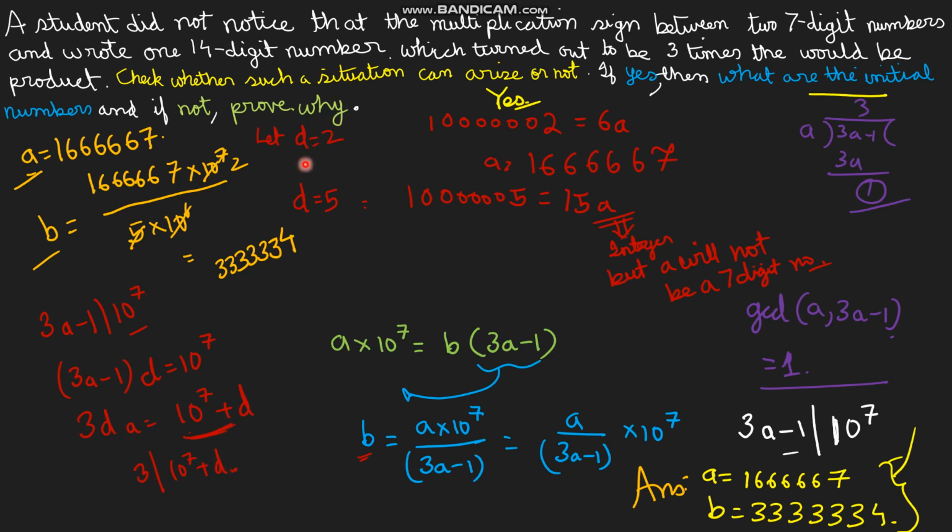Now we put d equals 2, d equals 5, and we saw that after 5 all numbers will be, if we find the value of a at last, less than a 7-digit number. It will be a 6 or 5 digit number, something like that. So this is not a 7-digit number. So we have only one case where d equals 2, and that is 1666667, right? And on putting the value of a in this equation, we got this as b. On calculating, b came out to be this, and so we can write our answer as a equals this and b equals this.